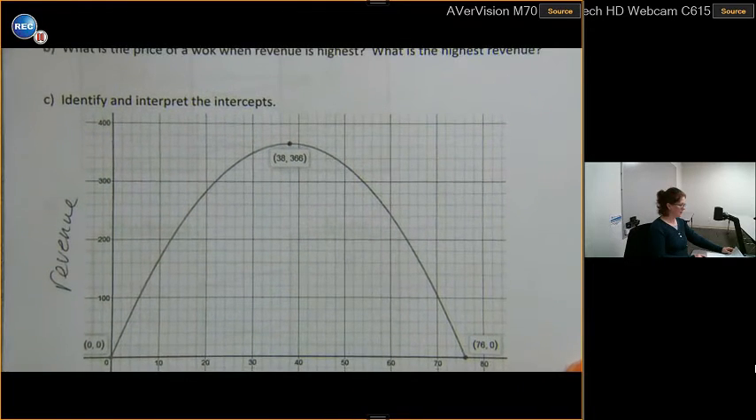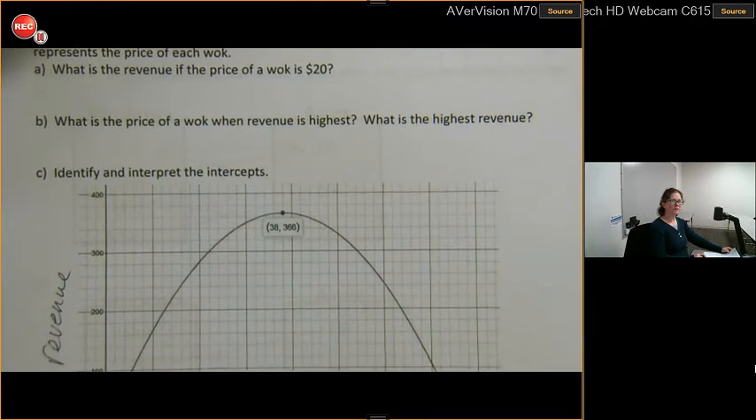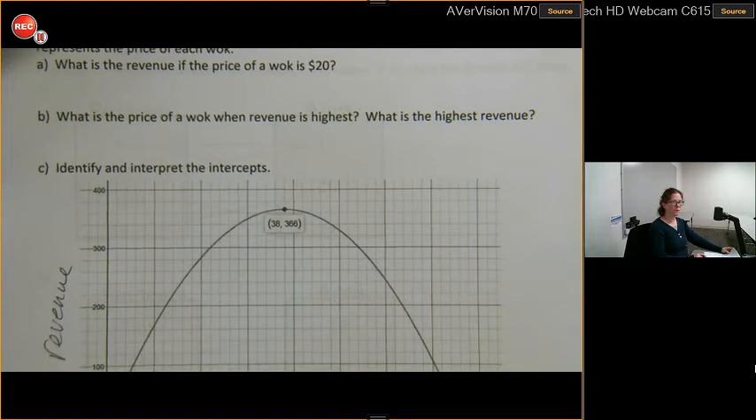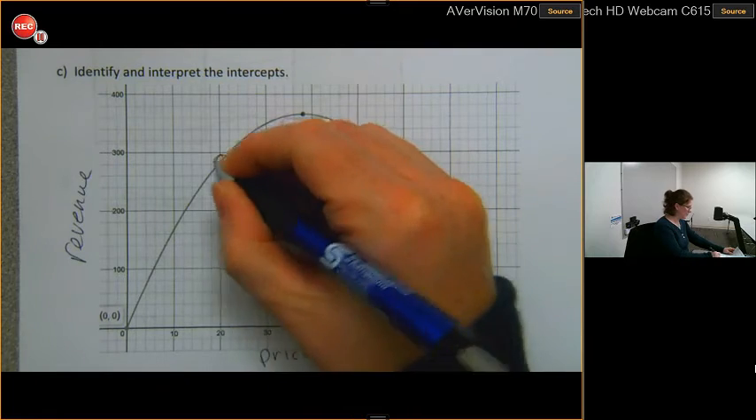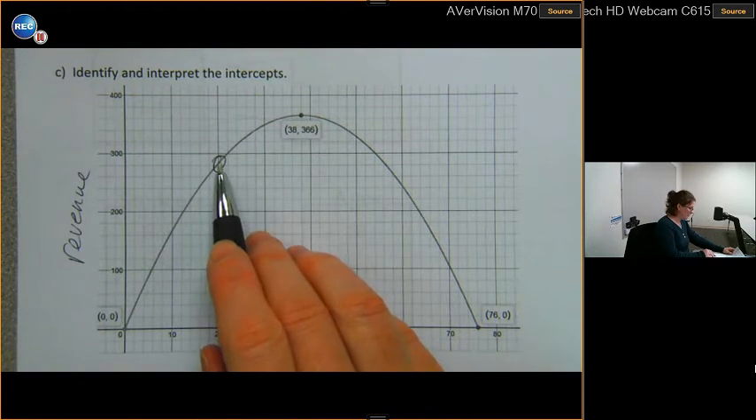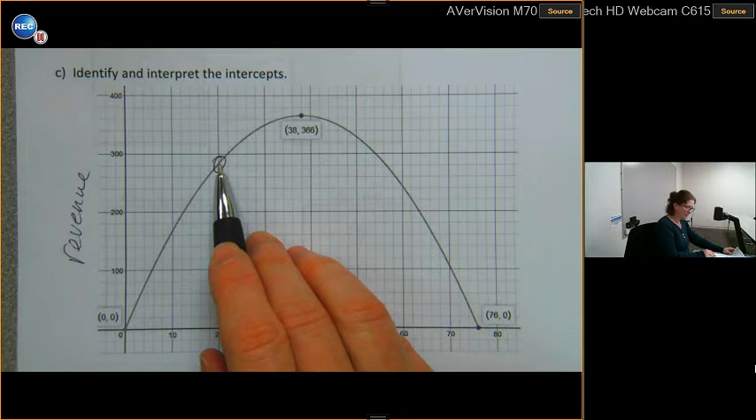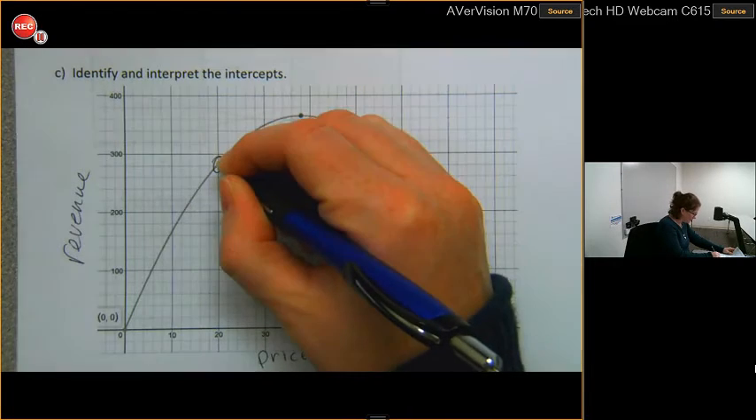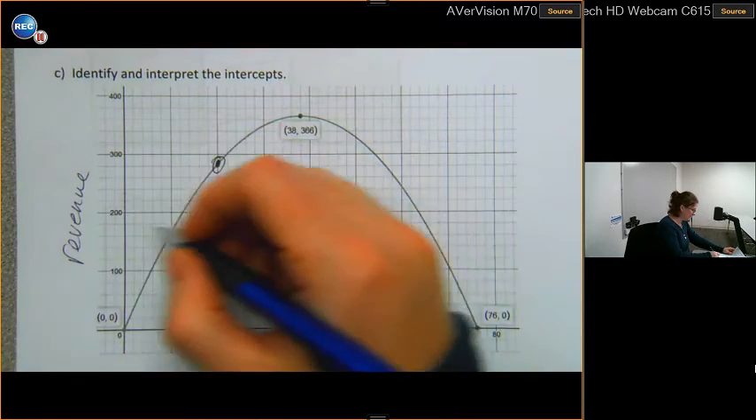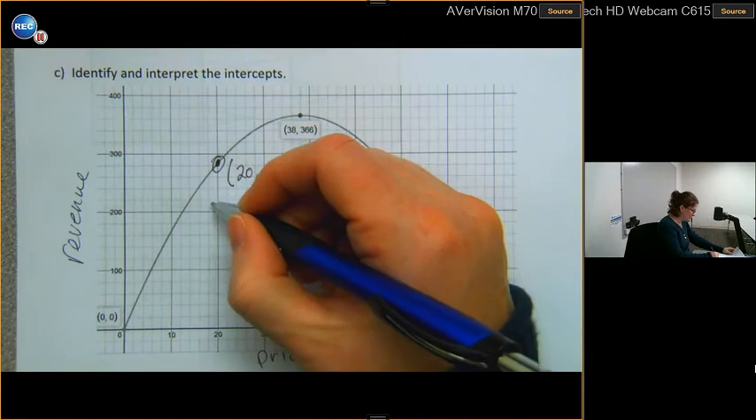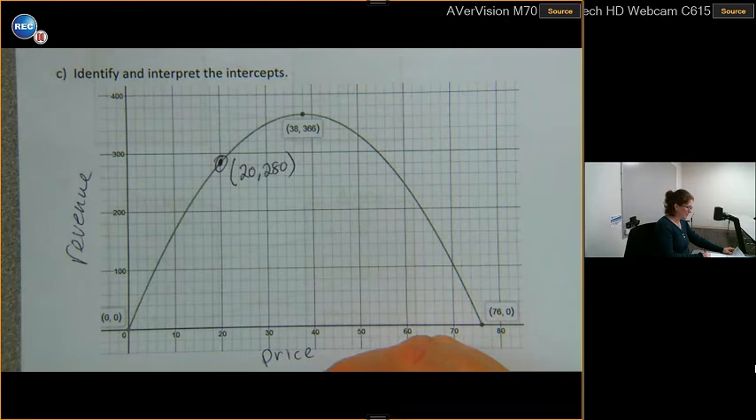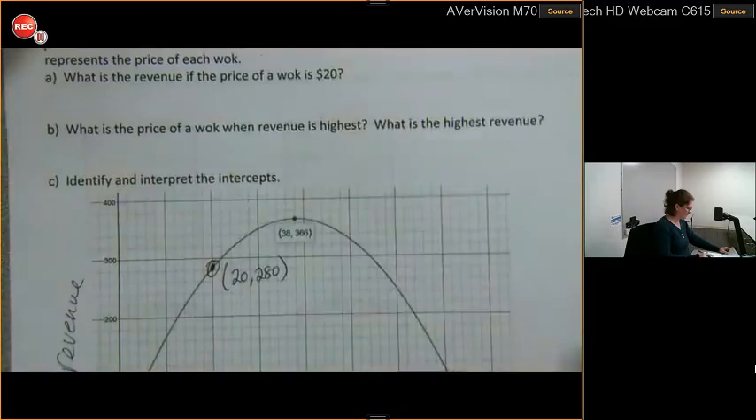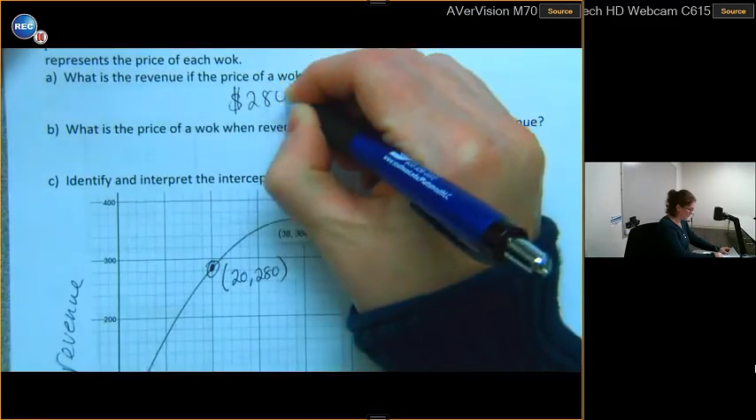So letter A. What is the revenue if the price is $20? So I look down here, price of $20, and I trace that point up to the graph, and I find the corresponding y value. And so that point right there, it's not exact, but it's about at 280. So I would say that the revenue is 280.